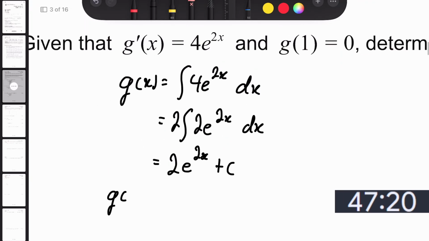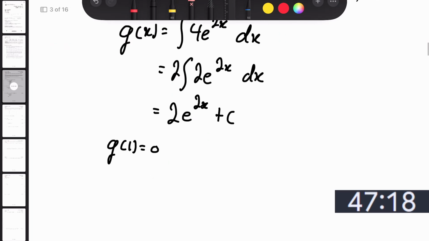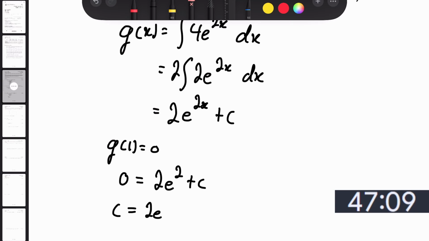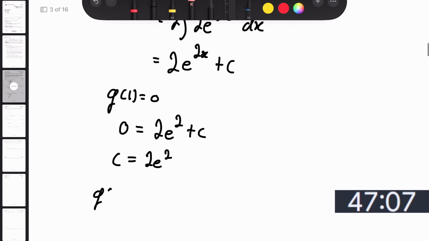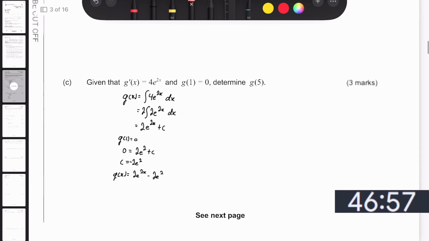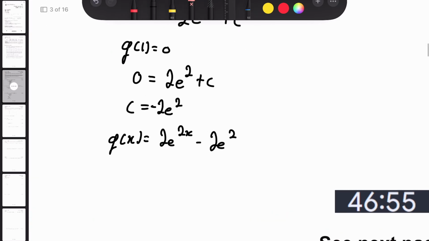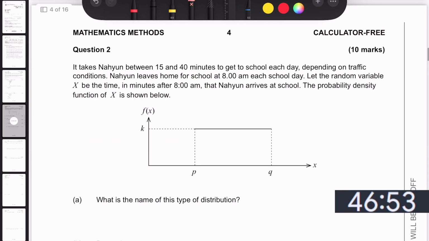And then g of 1 is equal to 0. So I can say that 0 is going to be 2e to the power of 2 plus c. So then c is equal to minus 2e squared. So then g of x is equal to 2e^2x. It should be negative. Minus 2e to the power of 2. If I sub in 1 there, yeah, that was good.